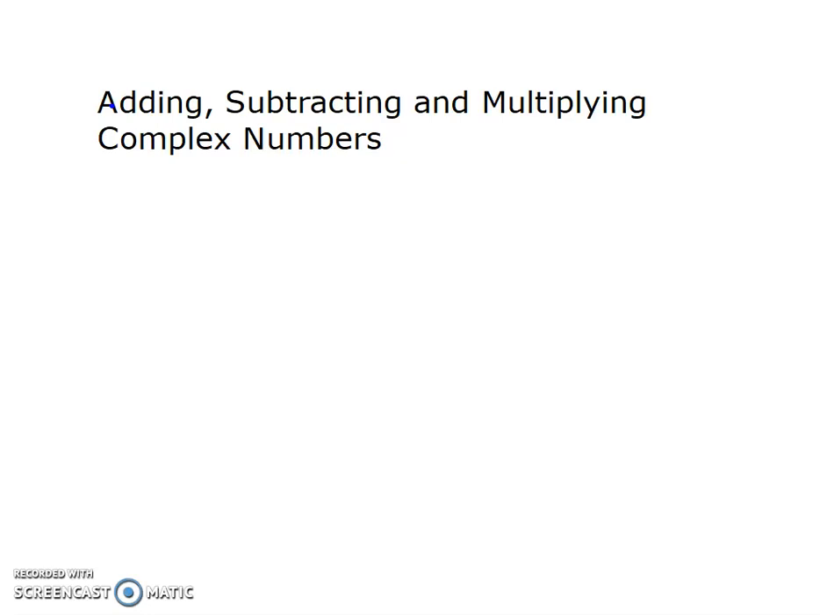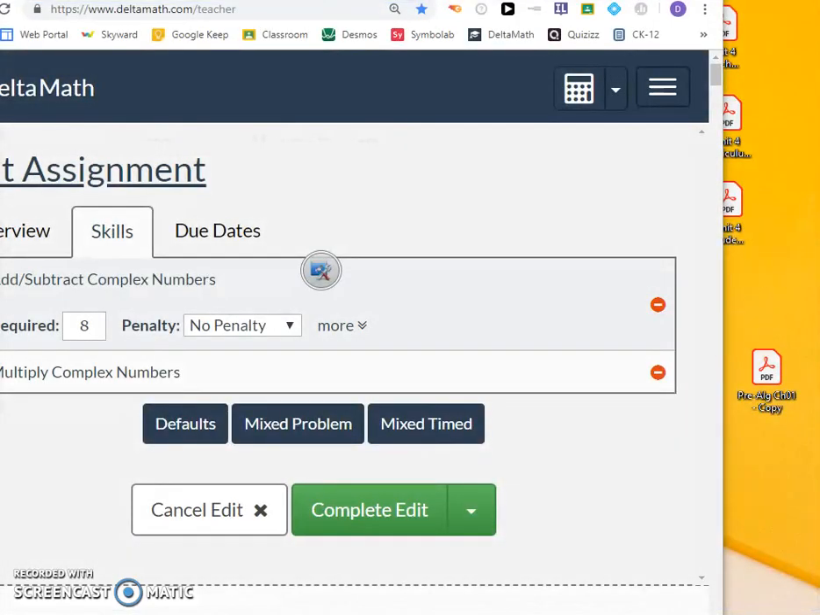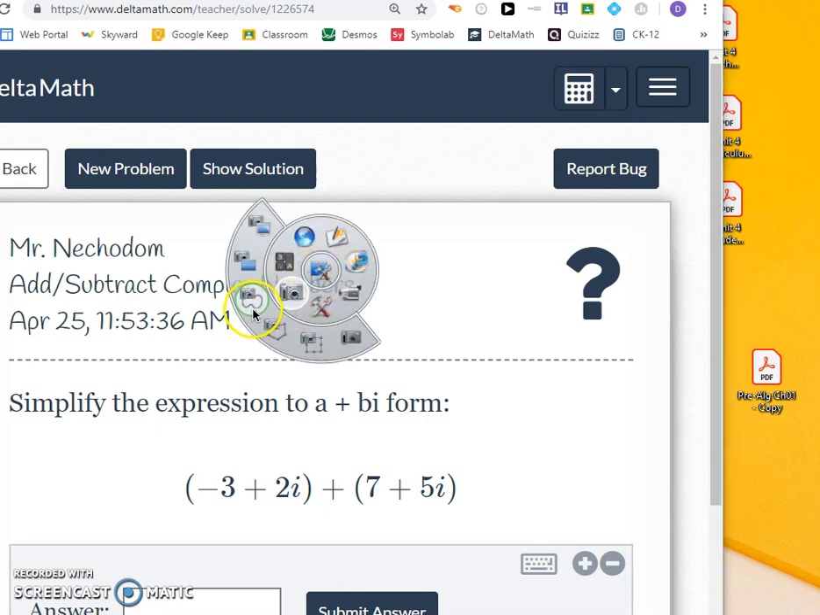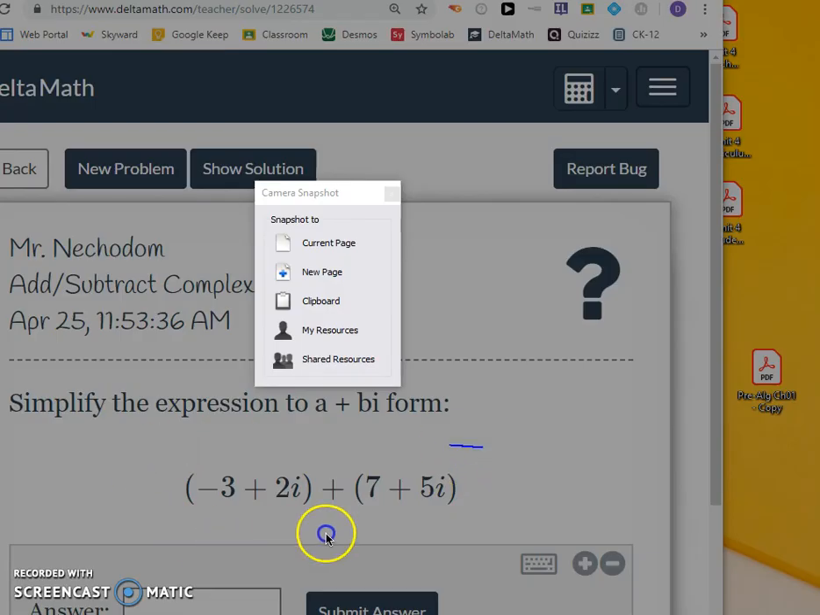Okay, here's a quick introduction to adding and subtracting and multiplying complex numbers. As you remember, a complex number is simply a number that's got both a real part and an imaginary part. So we're going to be looking at this kind of problem here.